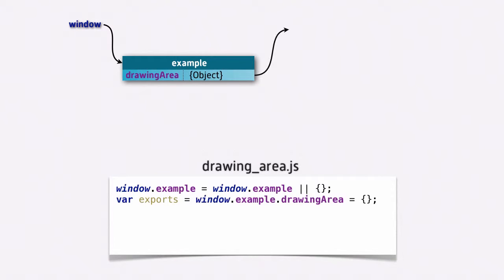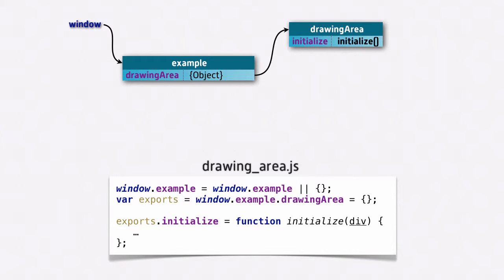Next, you're going to define your module. So we're going to say window.example.drawingArea equals empty object. That's creating our drawing area module in the example namespace. And then for convenience, we're assigning that to our exports local variable. Next, we export our initialize function. The way we do that is we assign it to our module, which is window.example.drawingArea, or in this case, we just say exports.initialize equals function because we've got that exports convenience variable. And that's it for this module. We could export additional functions if we wanted, but we only have the one in this example.